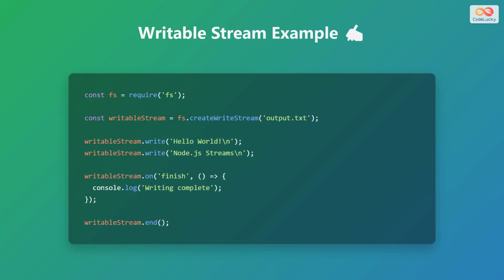After that, an event listener is attached to the stream to listen for the finish event, which is emitted when all data has been written to the underlying system. Inside this listener, a message is logged to the console indicating that the writing is complete. Finally, the end method is called to signal that no more data will be written to the stream.